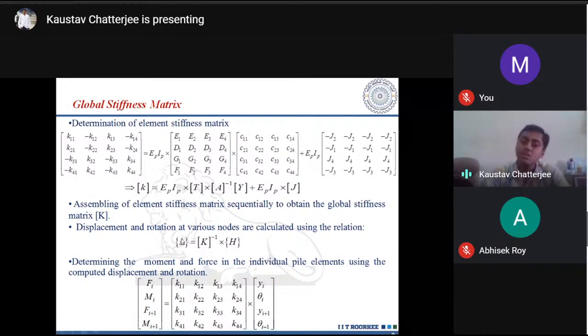So once I know the displacement and rotation at various nodes, I can determine the moment and the shear force of the individual pile elements using the computed displacement and rotation, that is, I'm transferring from the node to the particular element. And hence I determine the shear force and the bending moment at each of the various steps. So this is the typical FEM-based stiffness approach that I have carried out for this particular study.